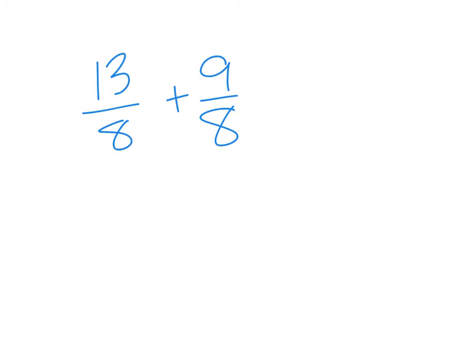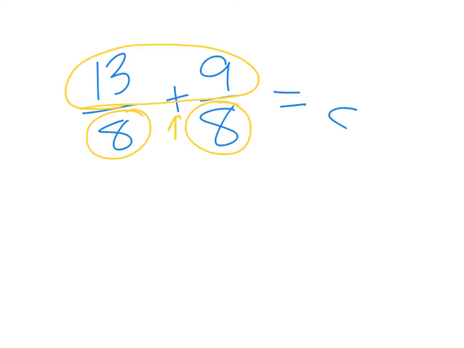If I have 13 over 18 plus 9 over 18, first thing you do is check. Are the denominators the same? Are they? Yes, because they're both 18. So once I know that, then I can do the addition. And all you do is add the top number. So I say equals, I write the same denominator that I've had, and I add the top numbers. What's 13 plus 9? 22.